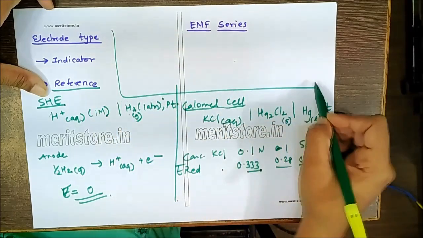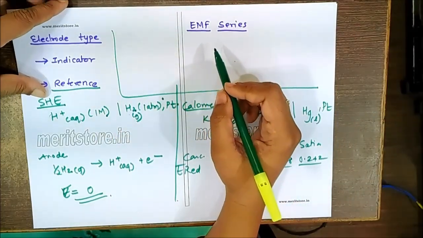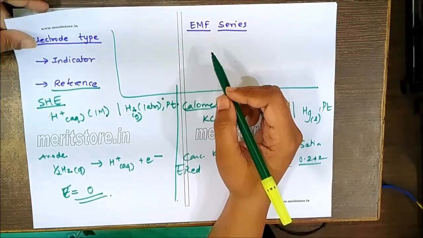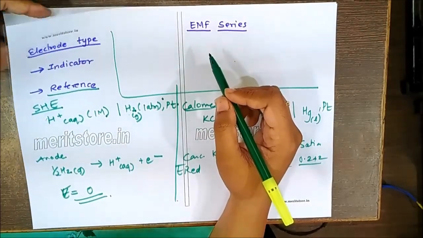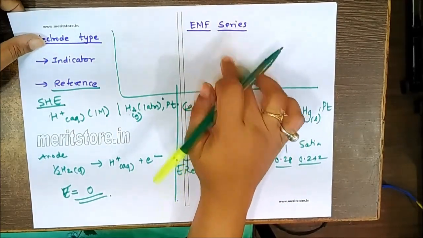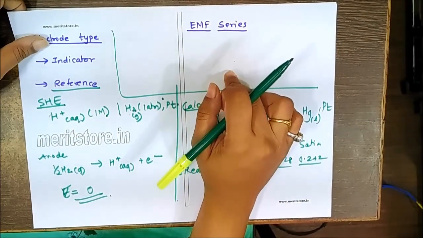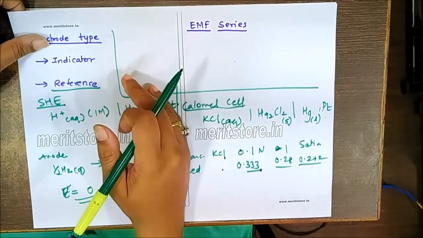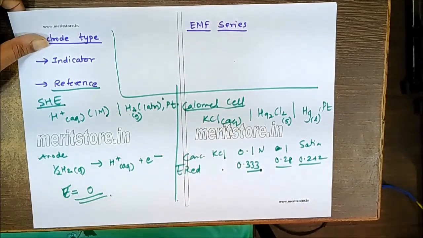EMF series is nothing but the elements arranged in the form of the electrode in decreasing order of their standard reduction potentials. Hydrogen has a standard potential of 0, so it's generally kept in between. Elements with positive standard potentials are placed above, and the remaining, with decreasing potentials, are below.